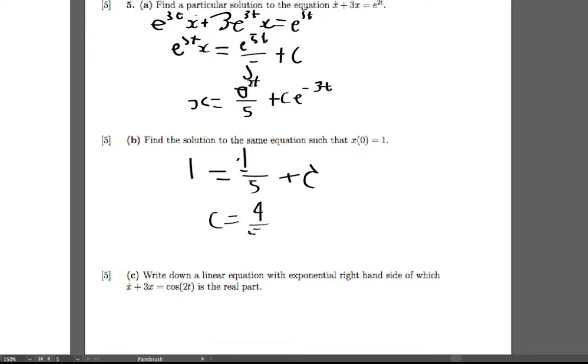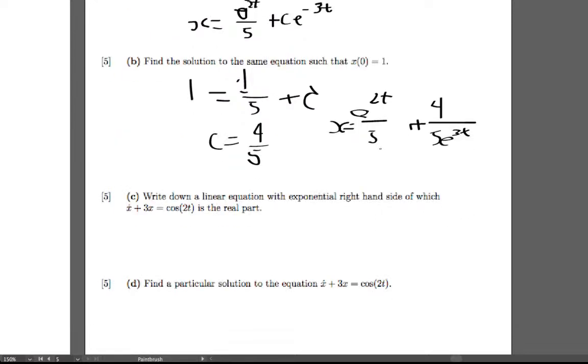Therefore, x would equal e to the power of 2t over 5 plus 4 over 5 e to the power of 3t. And that's the solution. Good.